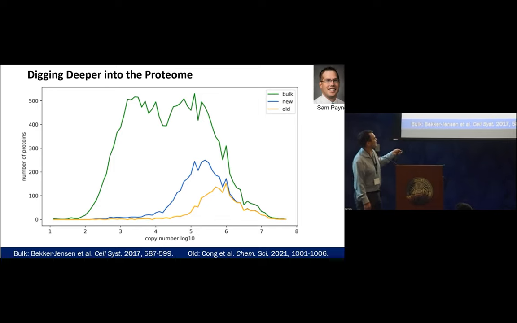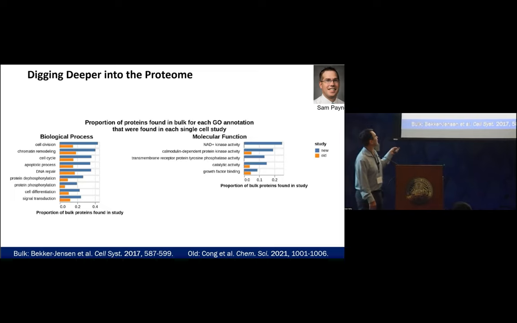And plotting our previous most sensitive workflow from 2021, this is what we were able to see, and then this wide window acquisition really drops us another order of magnitude in terms of lower copy numbers per cell. And if we look at different molecular functions and biological processes, 0.4 is saying we're identifying 40% of the proteins related to cell division in that bulk study, relative to what we were previously able to identify.